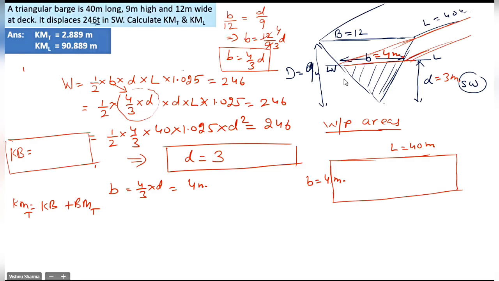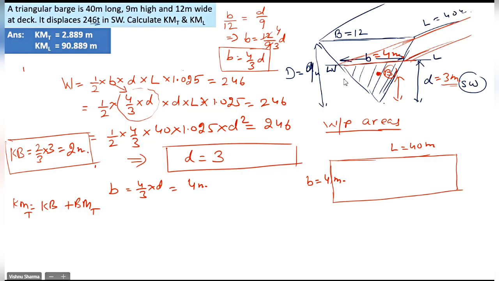Anybody who wants to contest that answer? Here will be the center of buoyancy, right? Sir, the apex. It will be 2/3 from the vertex, the keel, of the draft. Draft is 3 meters. So KB will be 2 by 3 into 3 equal to 2 meters. Am I right, guys? 2 meters. Yes, sir.